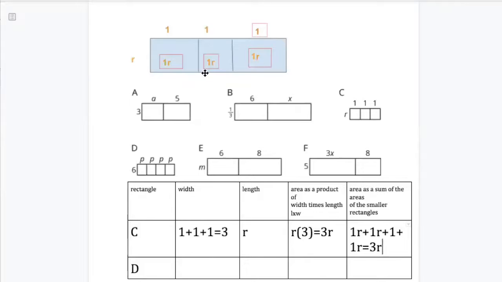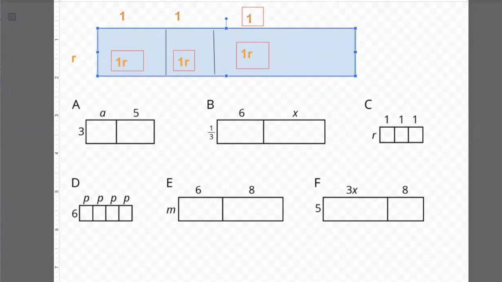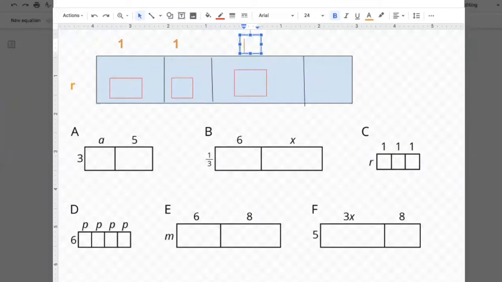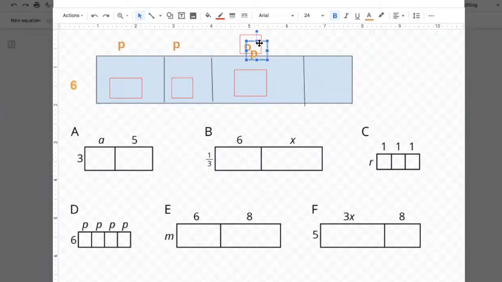So our next one is D, and we have 6 times p plus p plus p plus p. So again, we're going to have to stretch our rectangle out and add another line. And then we can clear out our ones and replace them with p's. 4 p's to be exact. And a 6. I'm just going to take this guy right here and copy and paste him.